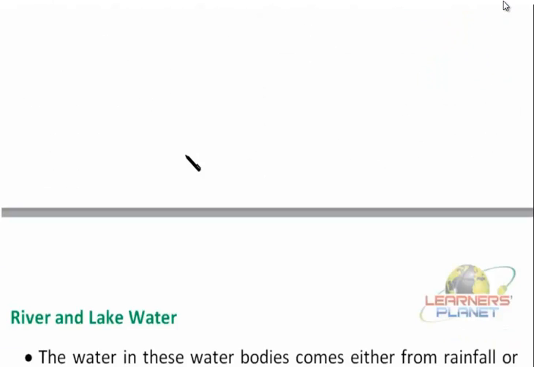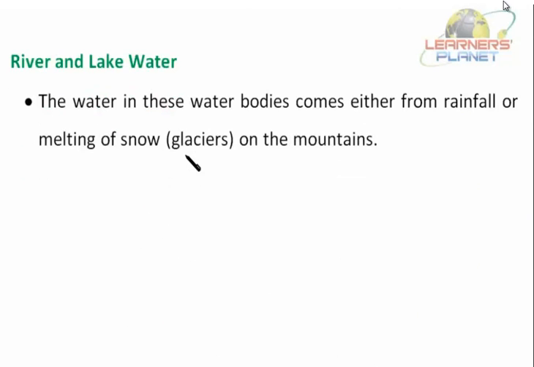So other than rainwater, the surface water is divided into river and lake water too. Now the water in these water bodies, that is river and lake, comes either from the rainfall or the melting of snow from the glaciers on the mountains. So in this way also we get the water from rivers and lakes.